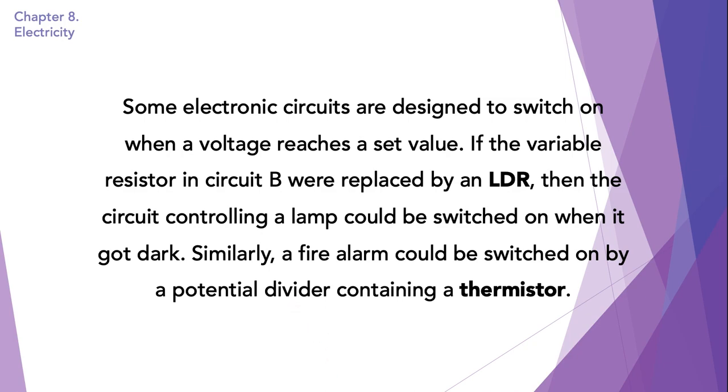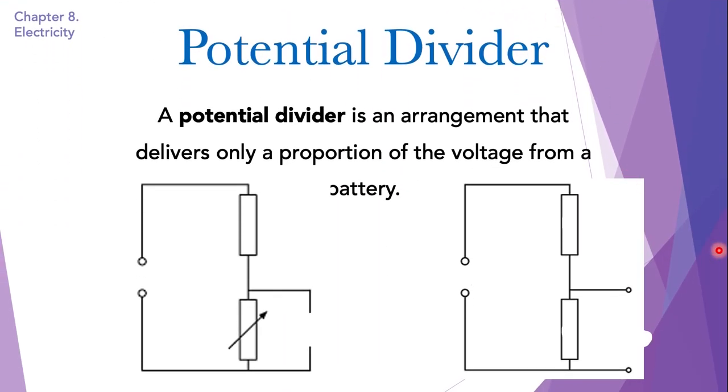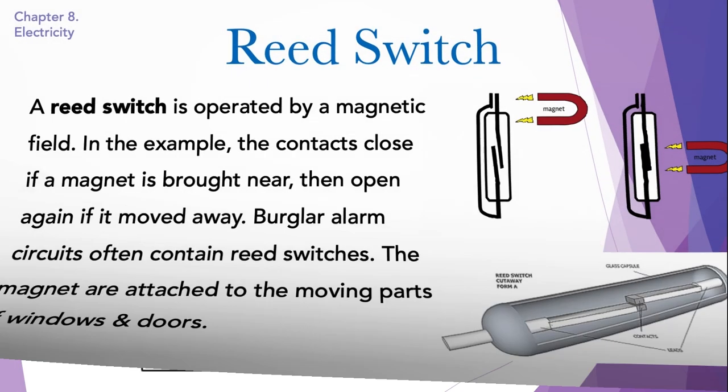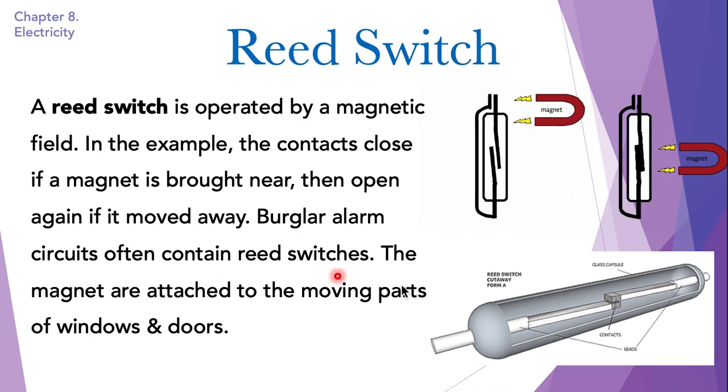So this was the potential divider. Now we're going to look at the reed switch, another component of the circuit. This is a reed switch. So this reed switch is operated by a magnetic field. So in this example, the contacts close. These are the contacts. They only close if a magnet is brought near, then open again if it is moved away. So burglar alarm circuits often contain reed switches.